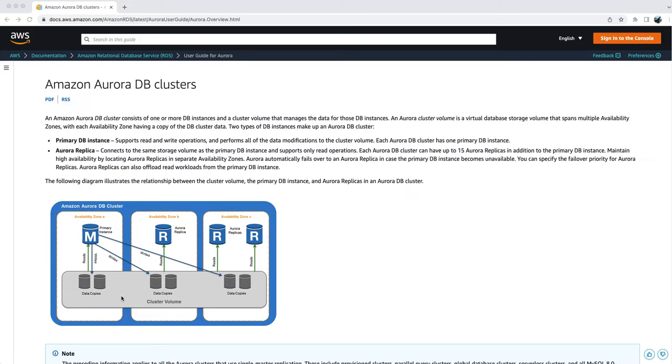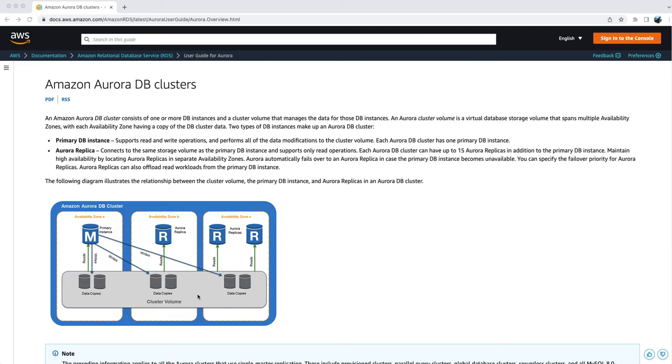The cluster volume also makes sure that there will be two copies of that data in each availability zone to make sure that it's highly available. Because the Amazon Aurora DB cluster uses this kind of architecture where your cluster volume is shared, it's easy to delete or add a new replica because you are not replicating the data, as all these DB instances are using the same cluster volume.